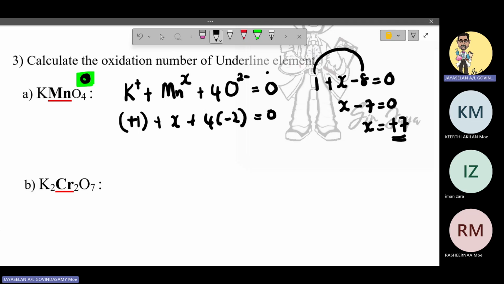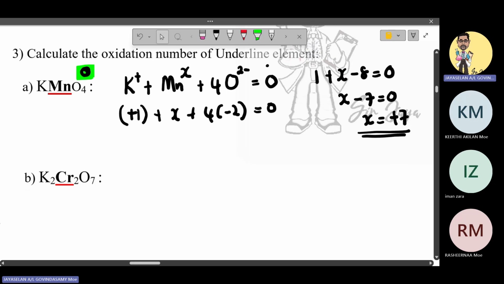Positive 7. Don't, in the exam, everybody will do it. Even in my time I also did. So make sure you put the positive sign or negative sign. Remember, I repeat again, make sure to put the positive or negative sign. Okay, this is the answer.